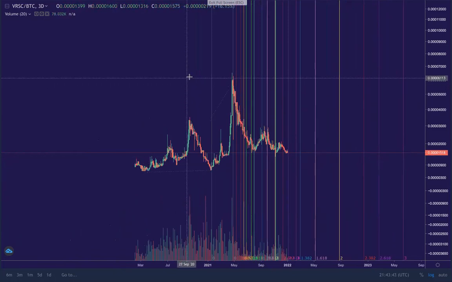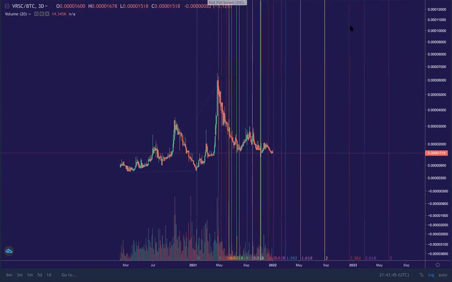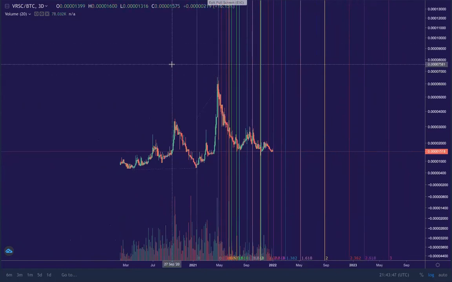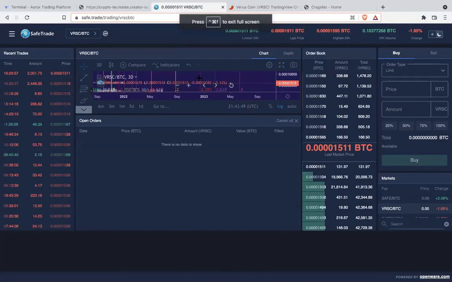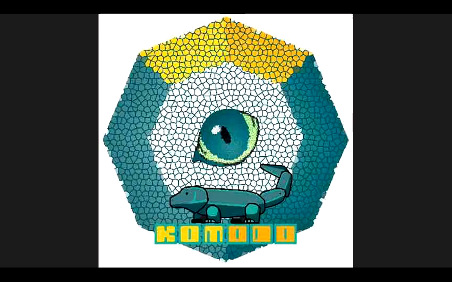And that's about it. I think I'm done with this VRSC price chart action. I hope it's been interesting and intriguing for you. If you haven't tried out the VRSC testnet yet, I highly recommend it. It's fun, it's easy, and it might blow you away. There's quite a lot of capability on the VRSC network.